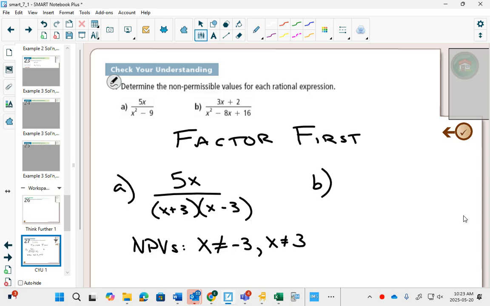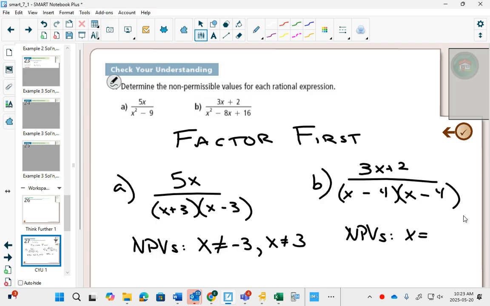In B, again, we're going to factor completely. The top does not factor. The bottom is going to be x and x. 2 things that give you 16, so the outside and inside make minus 8 would be minus 4 and minus 4. Non-permissible values here. What would make you divide by 0? And you check each of your factors. So if I look at factor 1, can you see that x can't equal 4? And then I look at factor 2, and x can't equal 4 again. This one has only 1 non-permissible value because it makes both of the factors equal to 0.